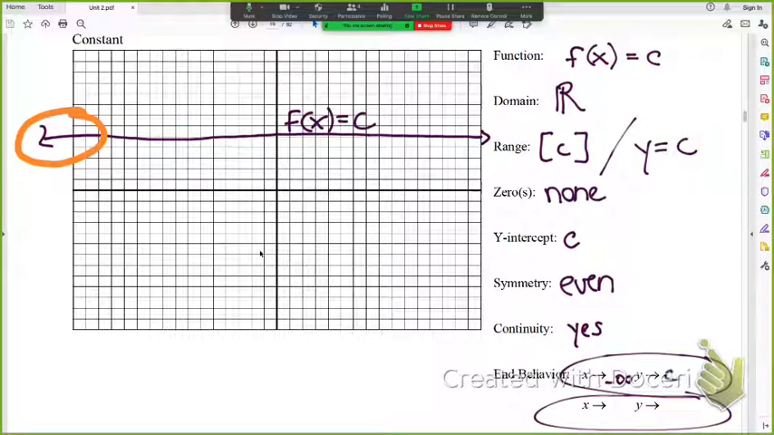Now, if the y's were headed up, we would say they are going to infinity. If the y's were headed down, we would say they're going to negative infinity. Okay, so you have options.